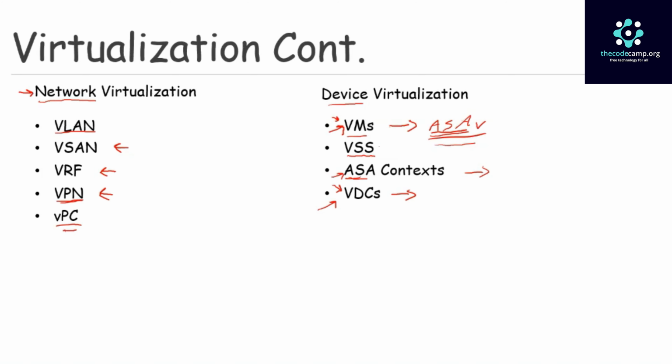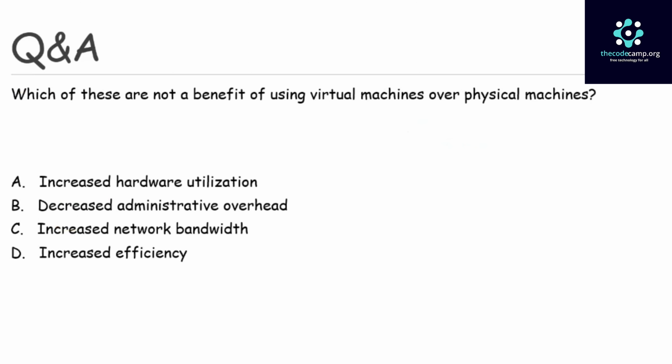Now, just like the other sections, let's go through a couple of practice questions before we finish off here. First, which of these are not a benefit of using virtual machines over physical machines? A, increased hardware utilization. And remember, this question said, which of these are not a benefit? Is it B, decreased administrative overhead, C, increased network bandwidth, or D, increased efficiency? A, we do get increased hardware utilization, so that's good.